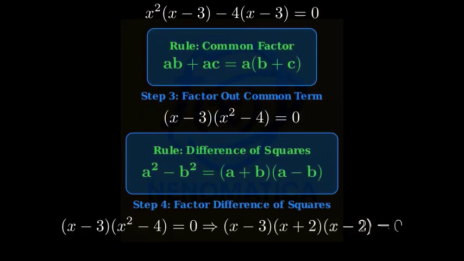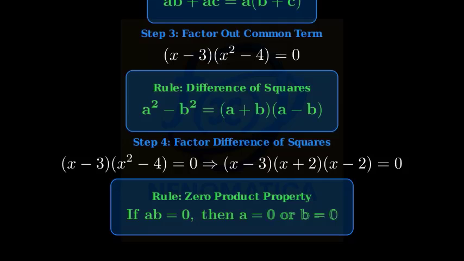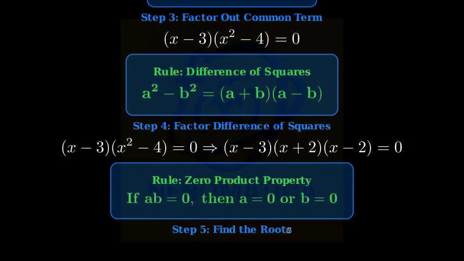Now we can solve for the roots of our equation. Since we have a product equal to 0, at least one of the factors must be 0. So we have x minus 3 equals 0, which gives us x equals 3. Or x plus 2 equals 0, which gives us x equals negative 2. Or x minus 2 equals 0, which gives us x equals positive 2. Therefore, the roots of our cubic equation are x equals 3, x equals 2, and x equals negative 2.